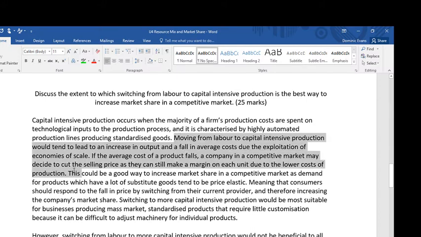So what I'm telling the examiner here is that I understand that capital-intensive production is usually associated with mechanised production lines. Therefore, we can increase the output that we produce. If we increase output, we benefit from economies of scale, cutting our average costs. And when a firm cuts its average cost, it's got two decisions. A firm can either continue to sell at the same price and make a greater margin on each unit, or you can pass those cost savings on to your consumers in the hope of gaining market share.